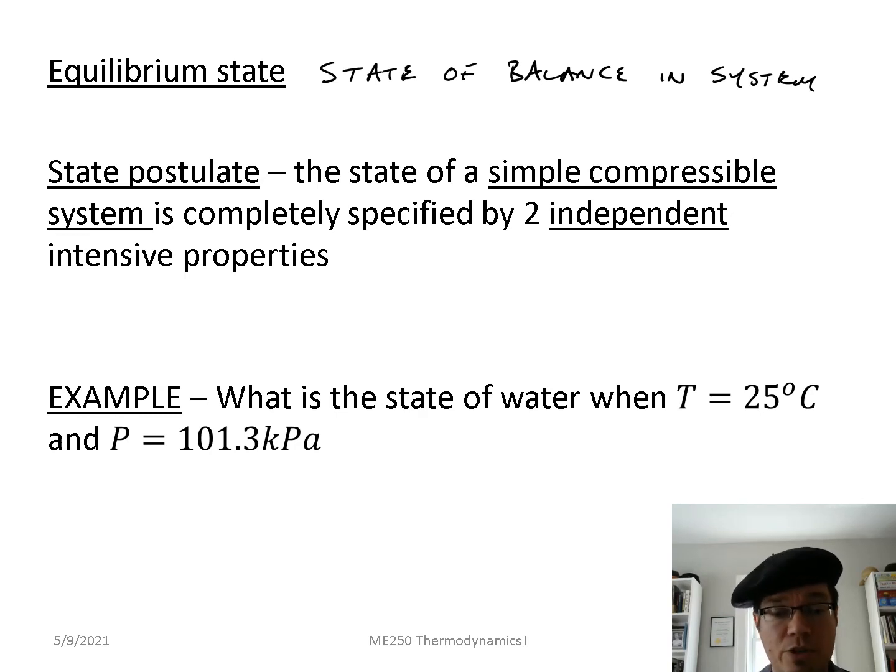And this relates to what's called the state postulate. The state postulate is the fact that for the types of systems we're going to consider in 250 and in 354, once you specify two independent intensive properties, everything else is fully defined. So let me break this down. Independent means that you can vary one.